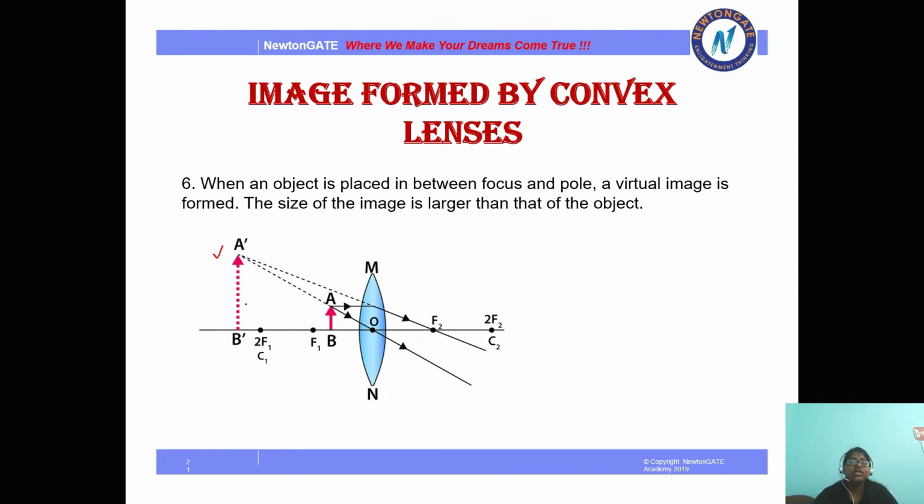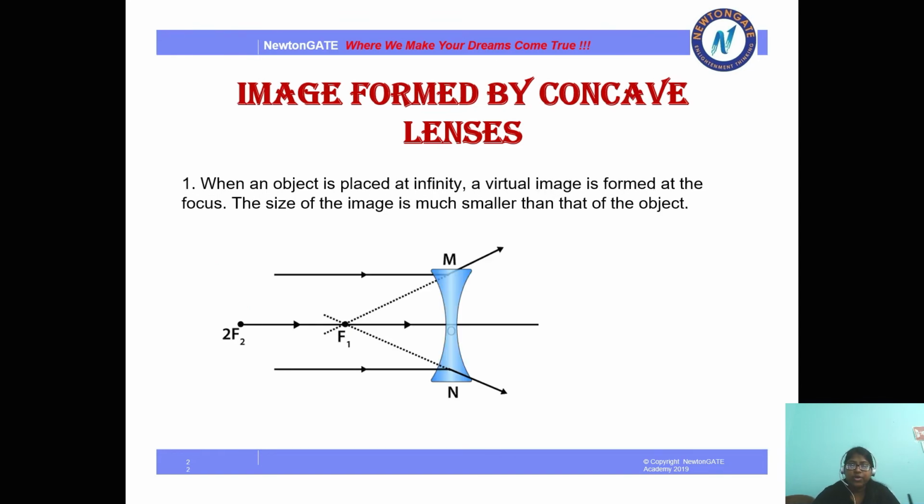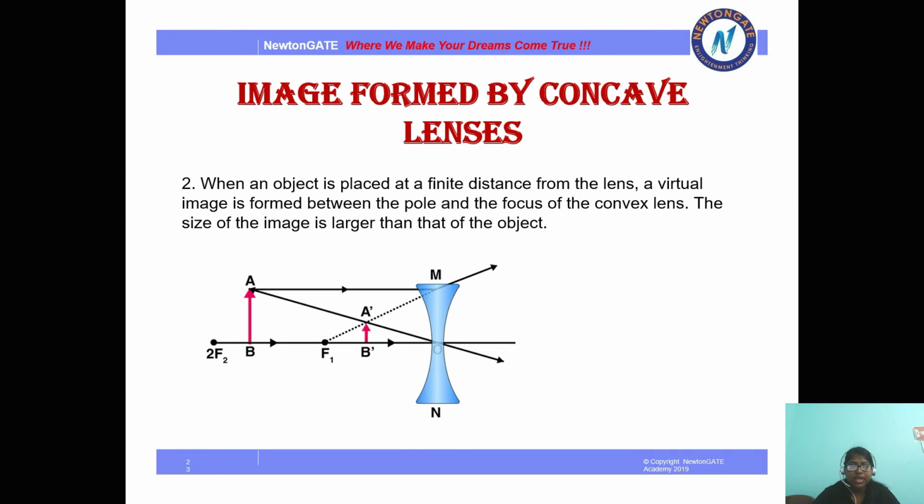These 6 are the kinds of images that can be formed by a convex lens. Now let us come to the concave lens. What will happen in case of a concave lens?